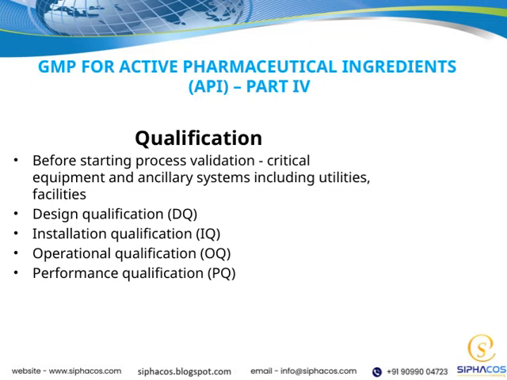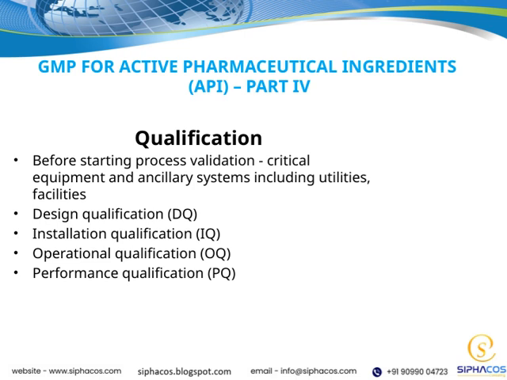Let's start by talking about qualification, which is a crucial step before we even begin process validation. It's essential to ensure that all critical equipment and ancillary systems, including utilities and facilities, are properly qualified. This helps us confirm that everything is suitable and reliable for manufacturing. Now, moving on to the different stages of qualification. First, we have design qualification, or DQ. This step involves verifying that the design of the equipment and systems meets our process requirements and regulatory standards. It's about making sure that what we plan to use is appropriate from the start.